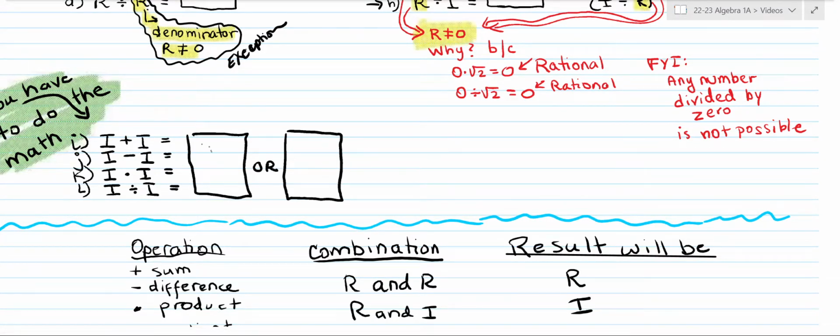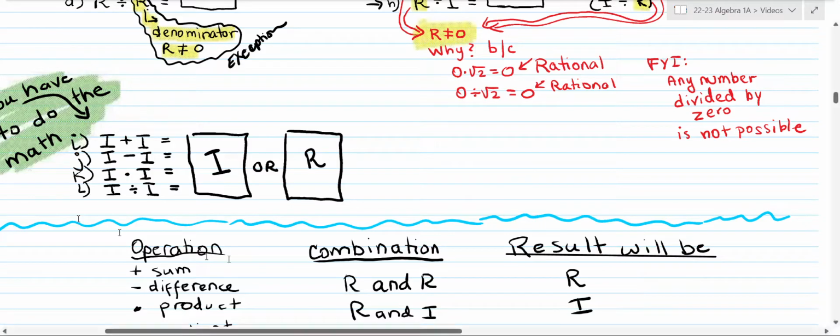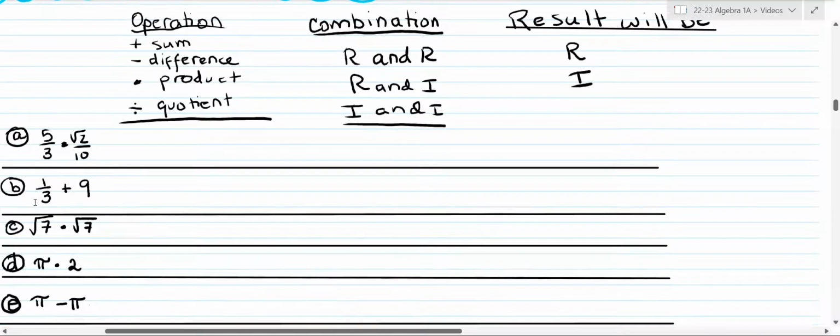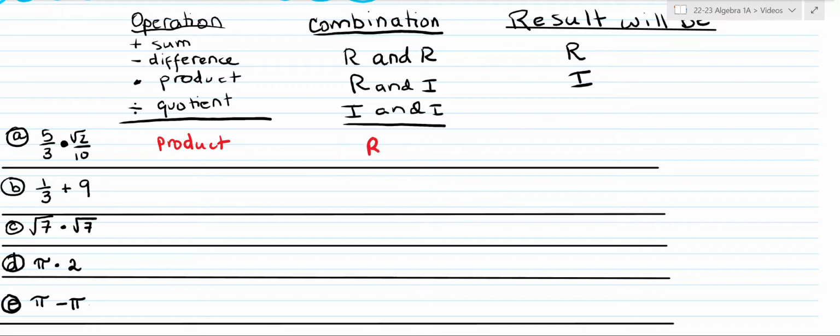When you have two irrationals, you don't know what you're going to get. So you need to calculate. That's the only way to determine the answer, by doing the math. All right, so let's see. This one is a multiplication problem for A. So that means that we're going to get a product. This product comes from a rational times an irrational, which means our answer is going to be irrational.